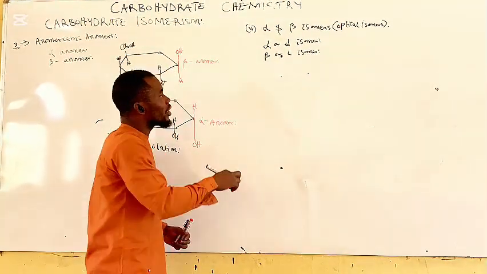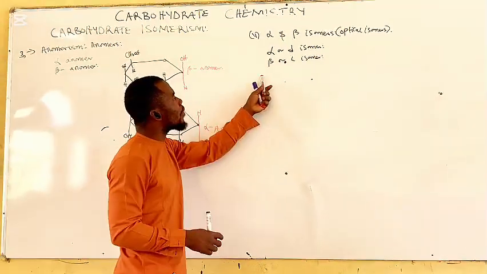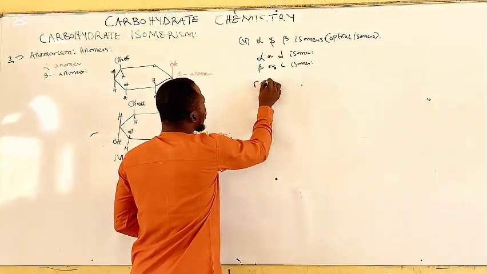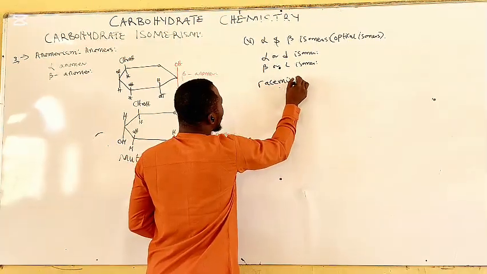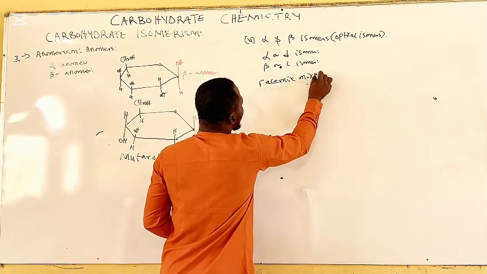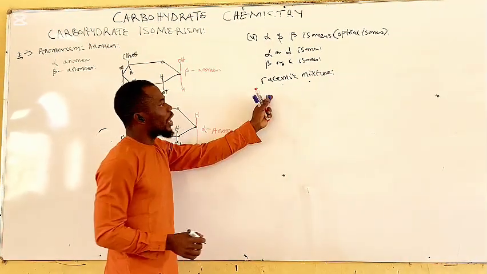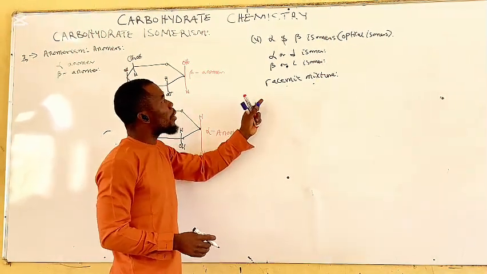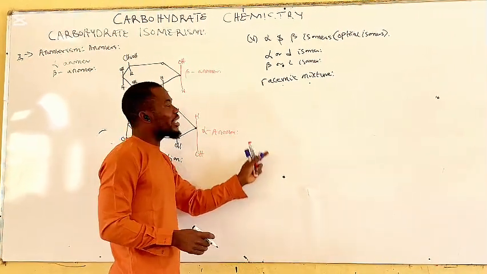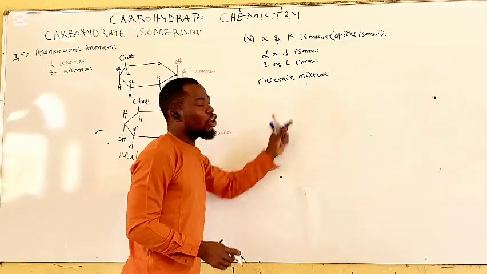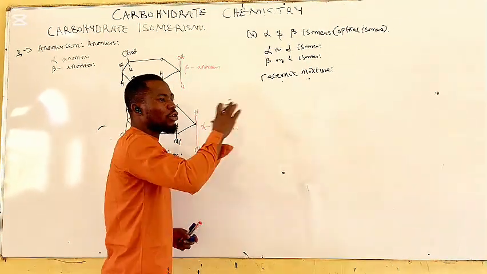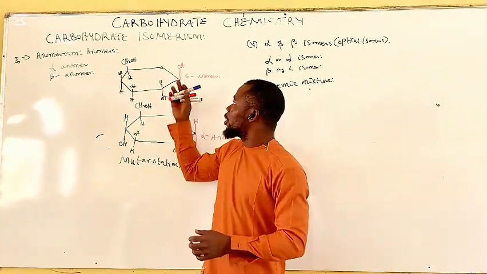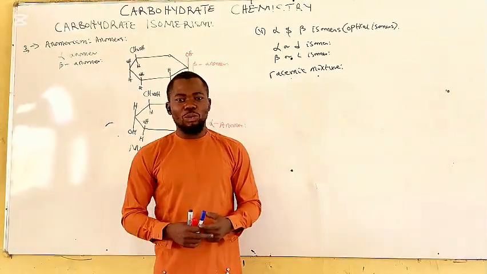Now, any solution that contains equal amounts of alpha and beta isomer is called a racemic mixture. A racemic mixture is just a mixture that contains equal amounts of alpha and beta, and it is optically inactive because the activity of one will cancel out the activity of the other. This is about carbohydrate isomerism.